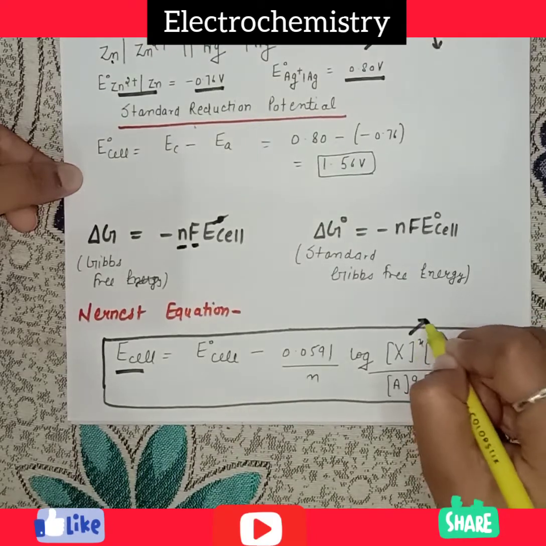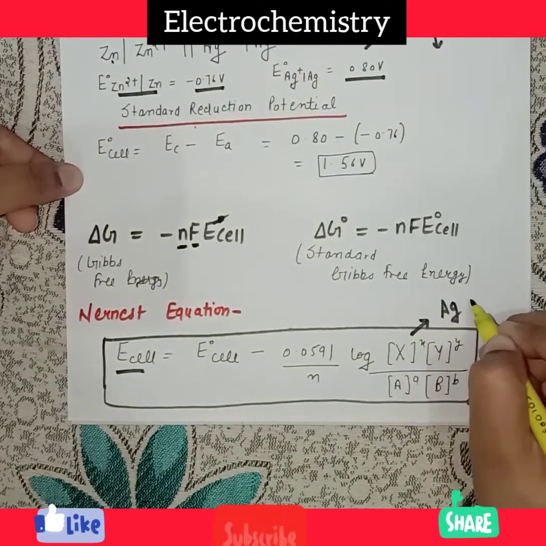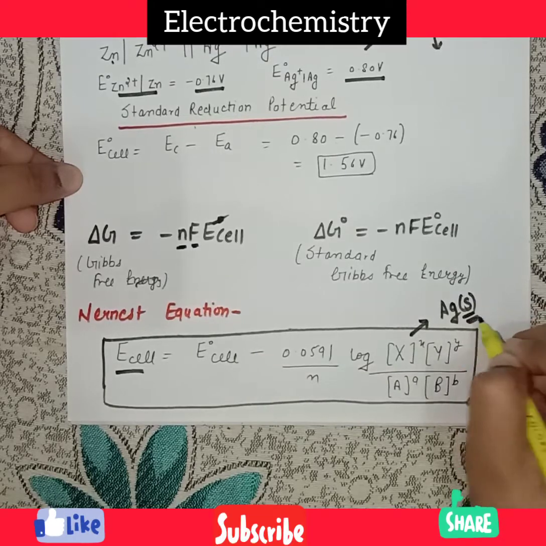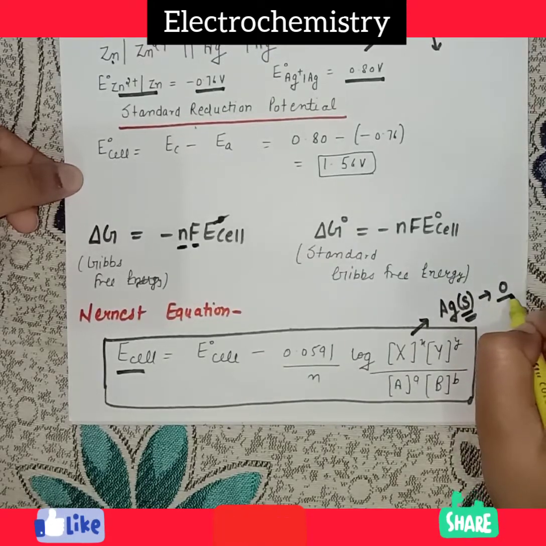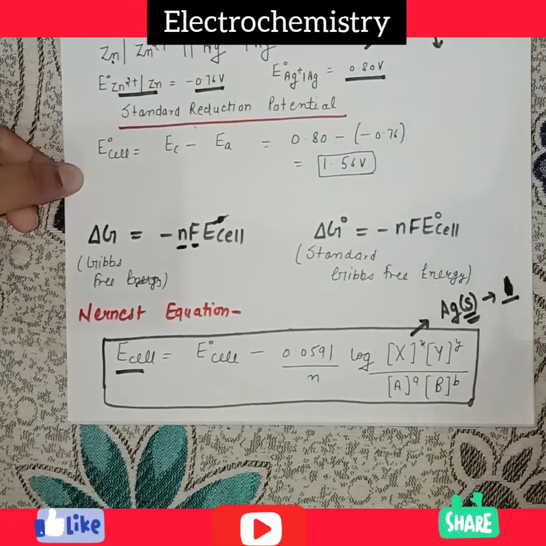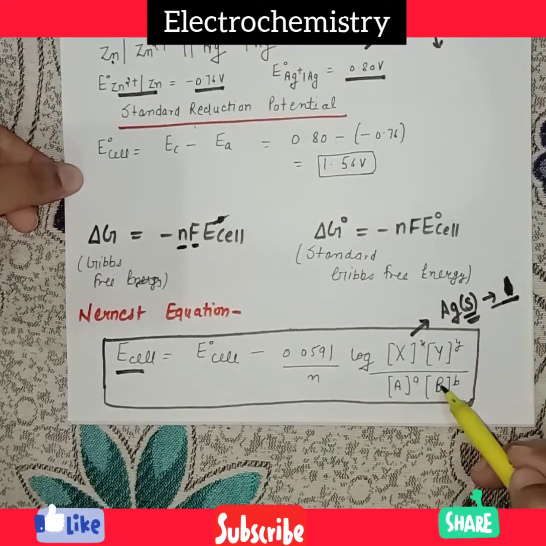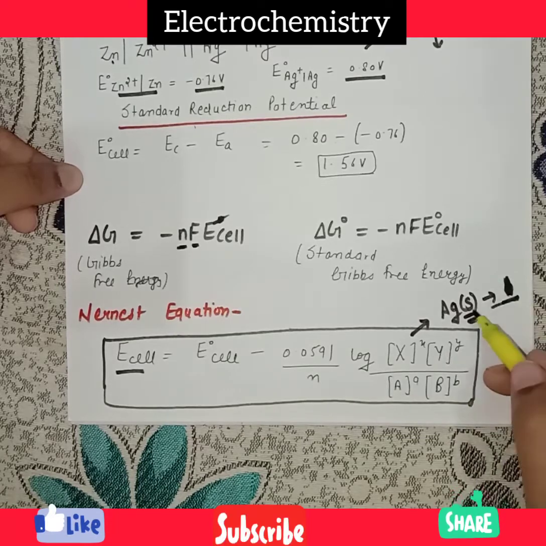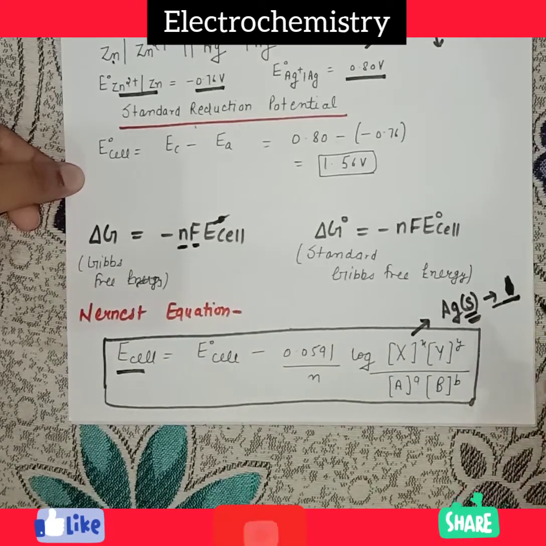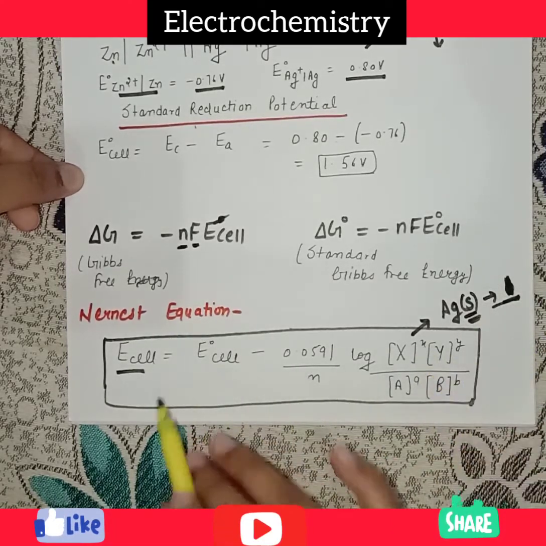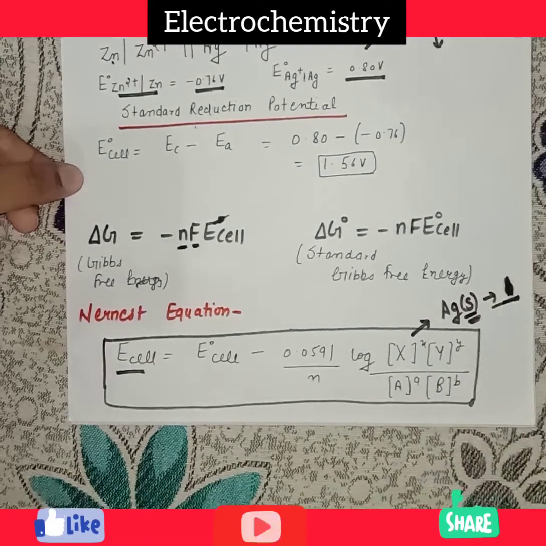So guys, here if any atom is given in solid state, then its concentration, or activity, is equal to 1. Okay, so you do not have to put this value here. Put in the particular concentration values given and solve the Nernst equation.